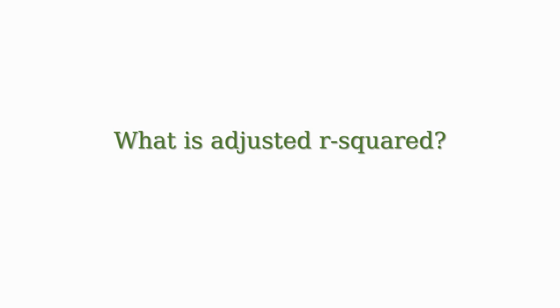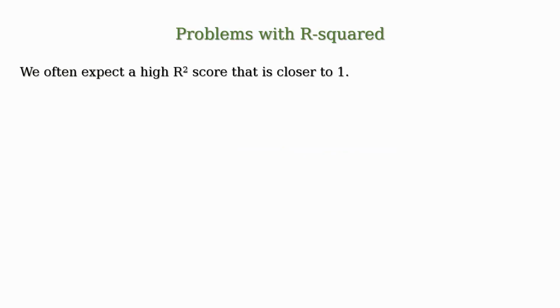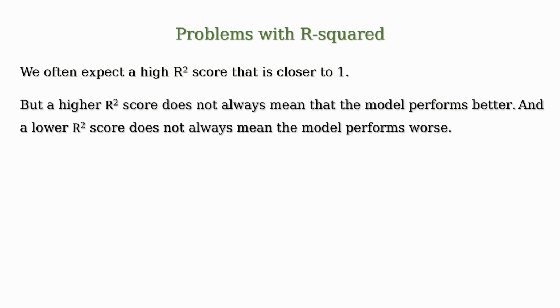In this video, we will discuss what the adjusted R-square score is and how we can calculate it. In our previous video, we discussed what the R-square score is and how to calculate it. We also discussed that we often expect a high R-square score that is closer to 1. But a higher R-square score does not always mean that the model performs better, and a lower R-square score does not always mean the model performs worse.